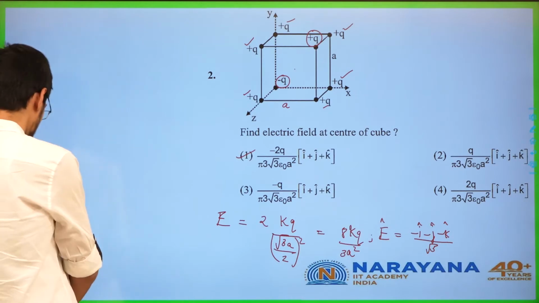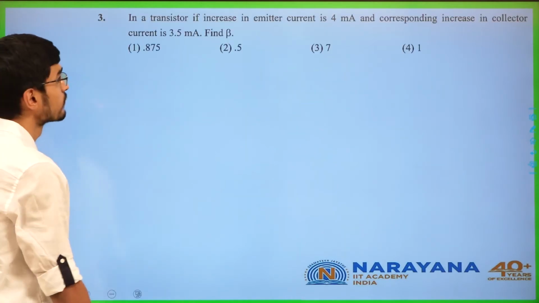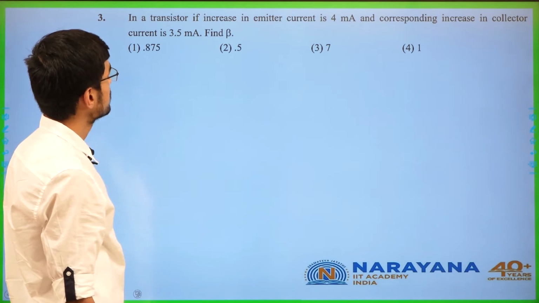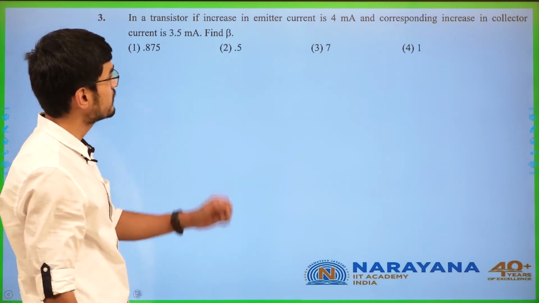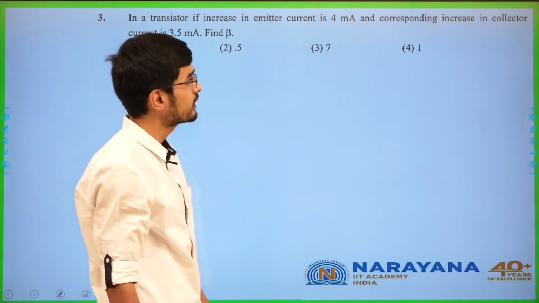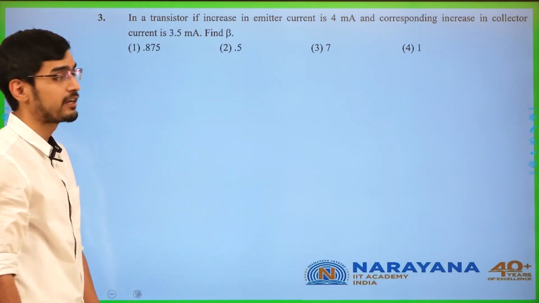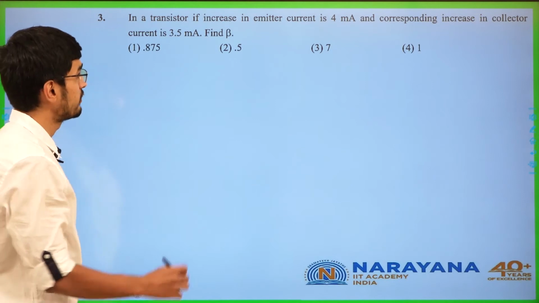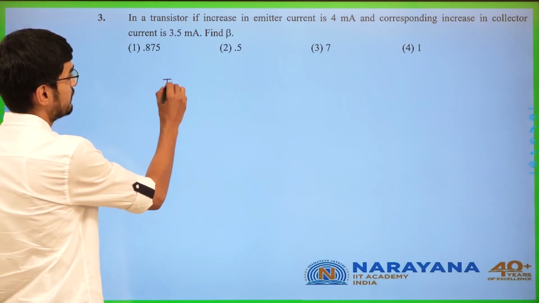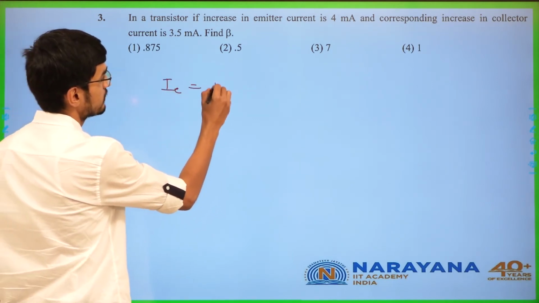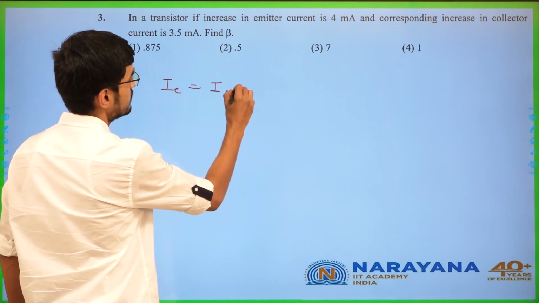Next question. If in a transistor we increase the emitter current by 4 milliampere and the corresponding increase in the collector current is 3.5 milliampere, we have to find the value of beta. So we can start by writing the relation between the three currents: IE equals IC plus IB.